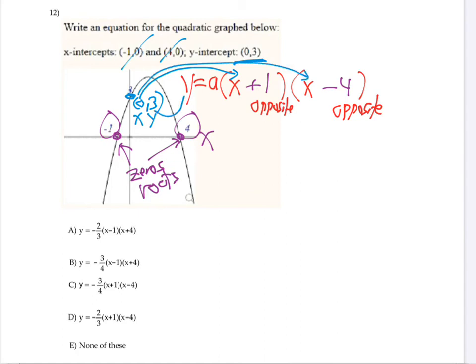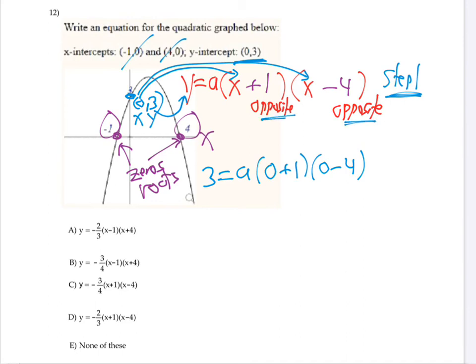At the same time, plug in 3 for y. So 3 equals a times 0 plus 1 times 0 minus 4. Does everybody see that? So step 1 is right here with the opposite x thing. Step 2, plug in 0, 3, x is 0, y 3, the y-intercept.